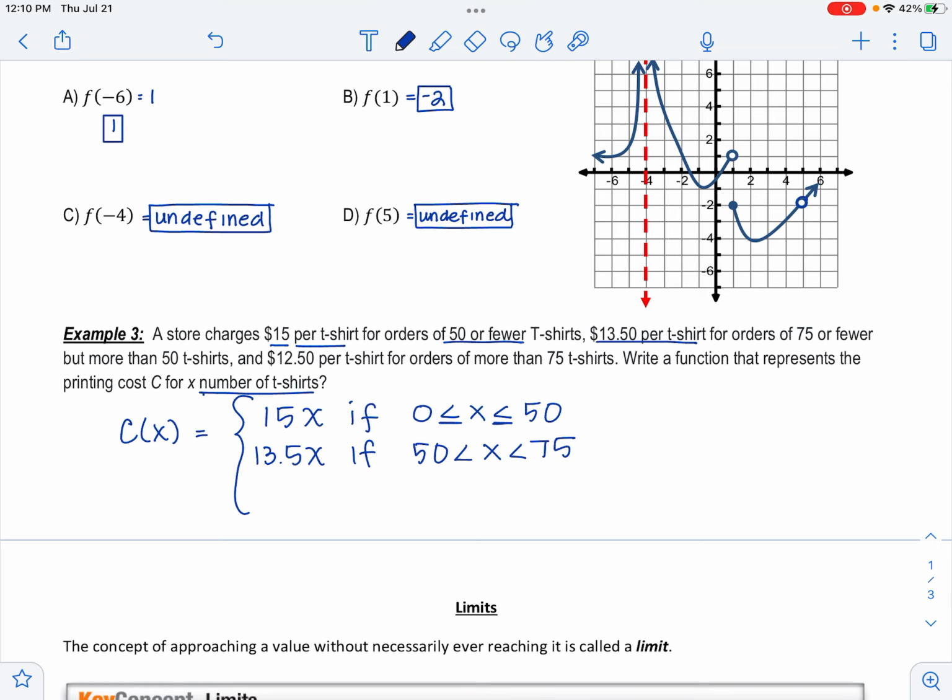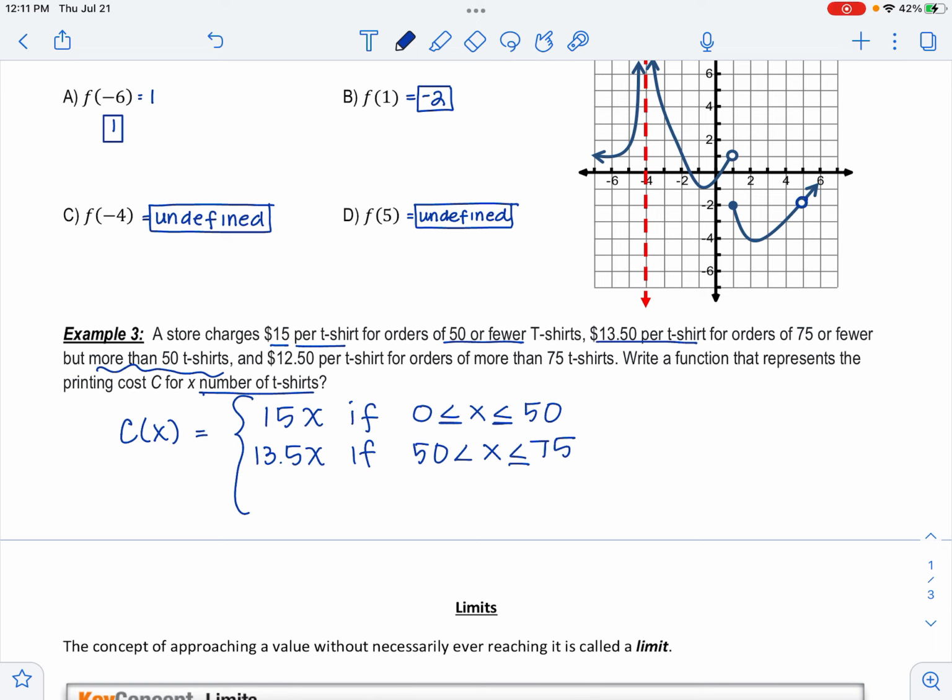It's for orders 75 or fewer, so this is including the 75. And I already know before I continue reading, this can't be an or equal to, because if you think about what that would look like on a graph, it'd look like this. And that's not a function because it doesn't pass the vertical line test there. So it's not going to include it, but it says more than 50 anyways right there. It says more than 50, so that's not including 50.